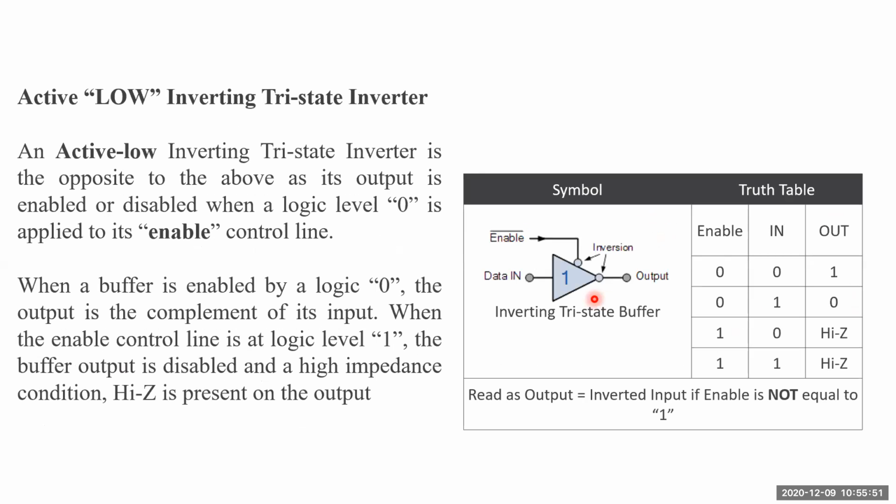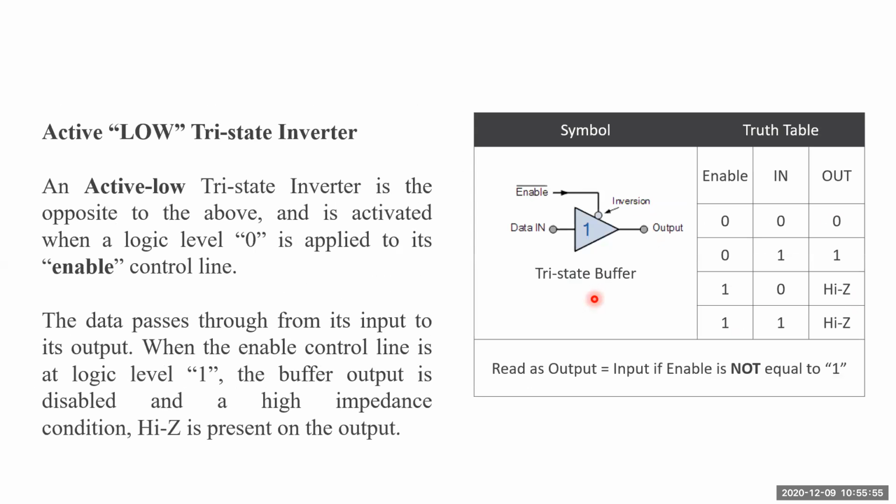Sir, enabled at low level, sir. Where, show me? When enable is given logic level 0, it becomes enabled, right, sir?